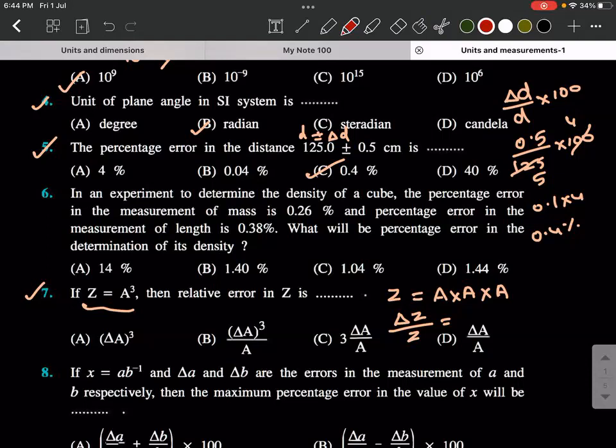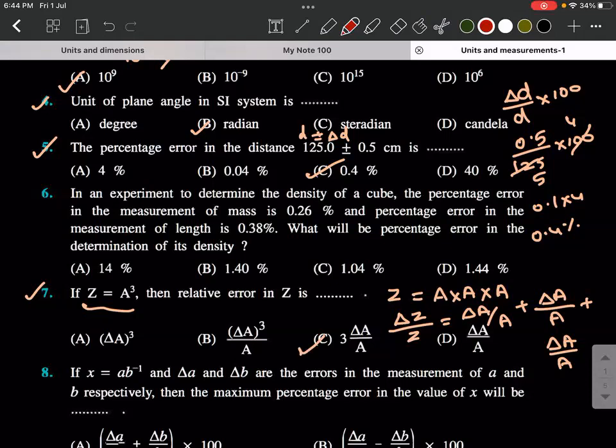So delta Z by Z would have been delta A by A plus delta A by A plus delta A by A. Why did we write it 3 times? Because it was multiplied with itself thrice. So what will delta Z by Z in the final value be? Delta A by A added to itself thrice. So what is the answer? 3 times delta A by A. So this will be the answer.